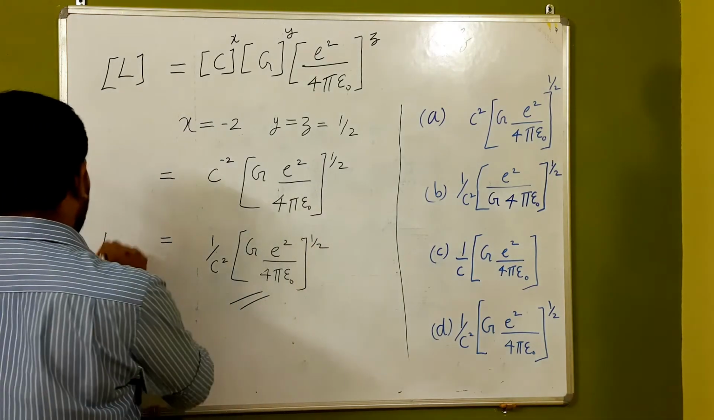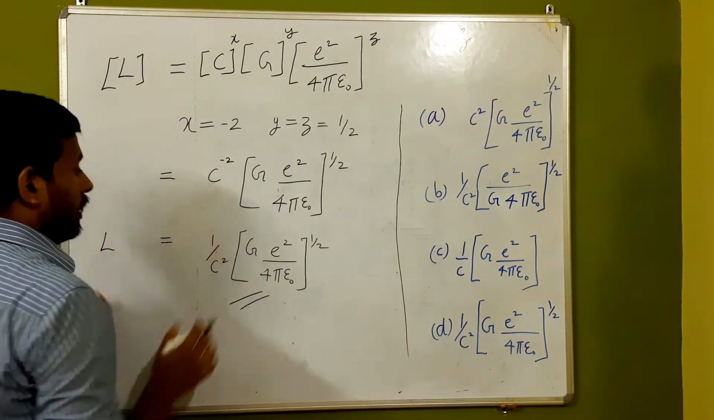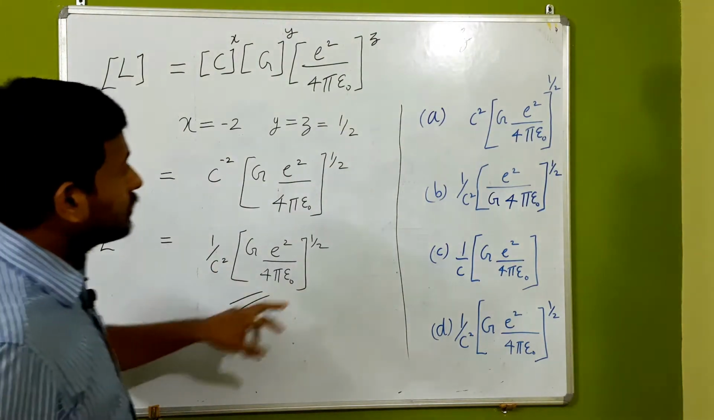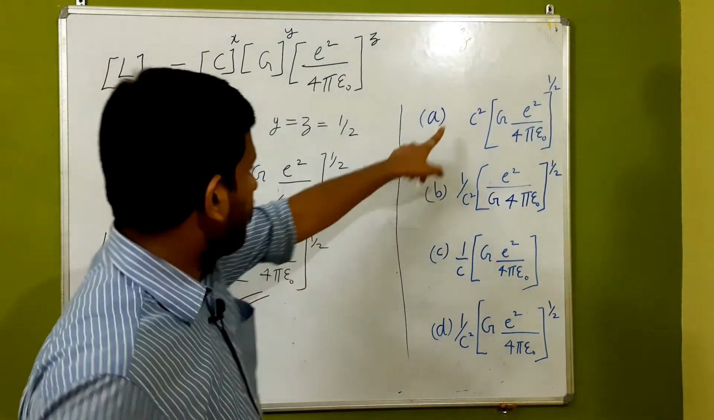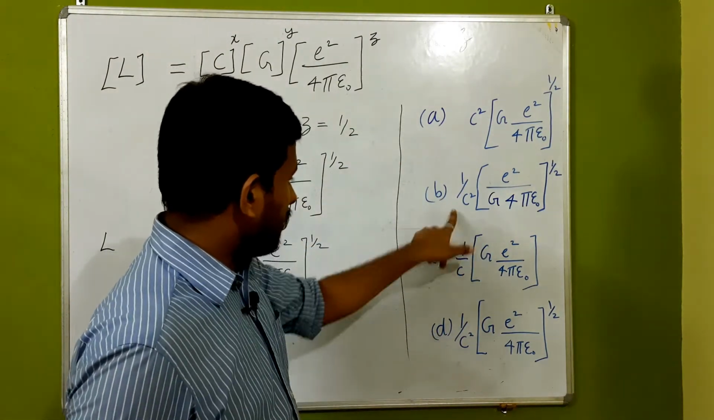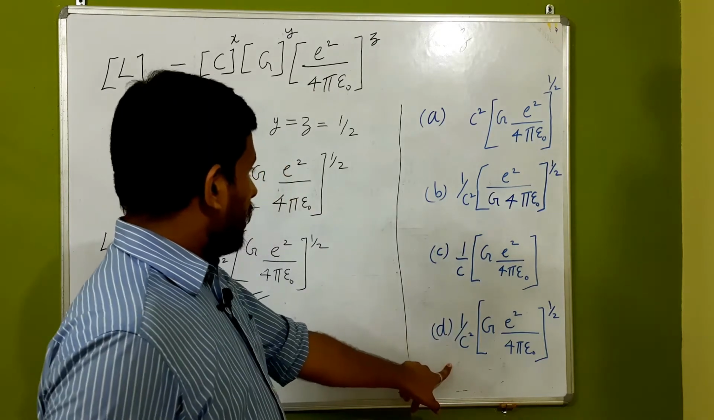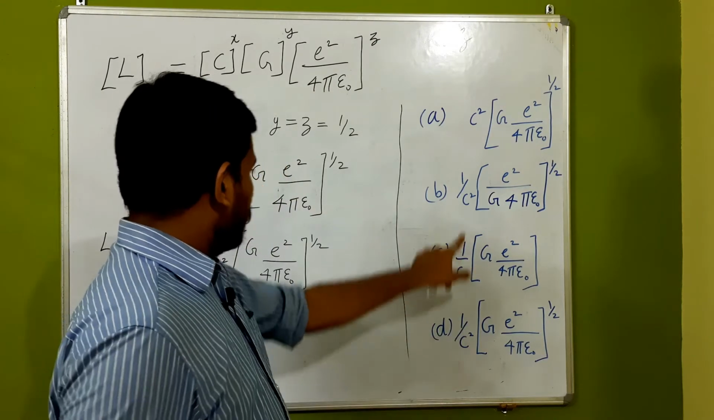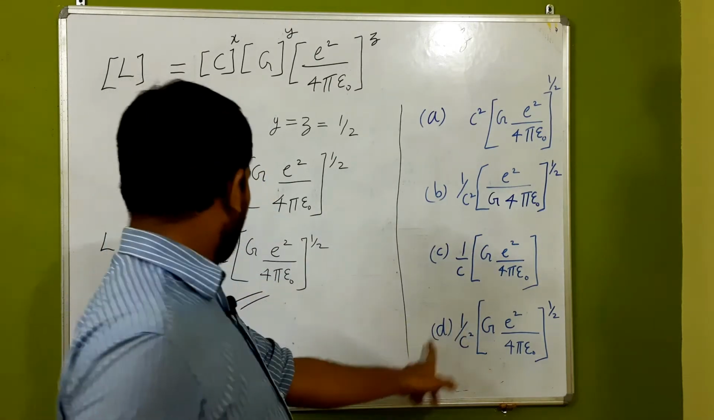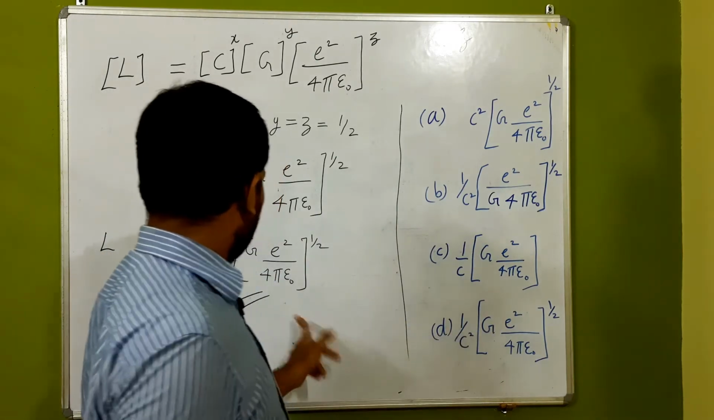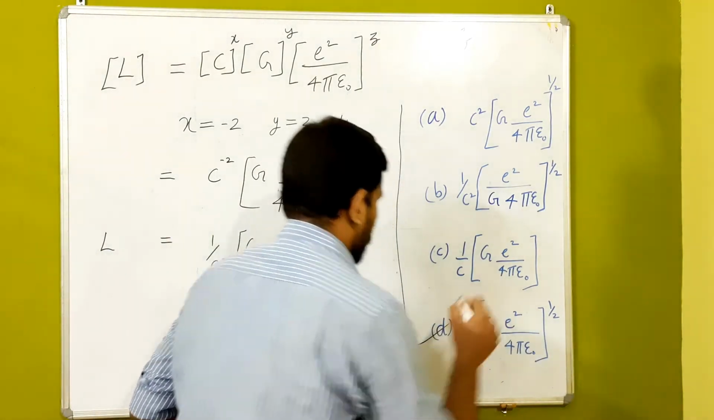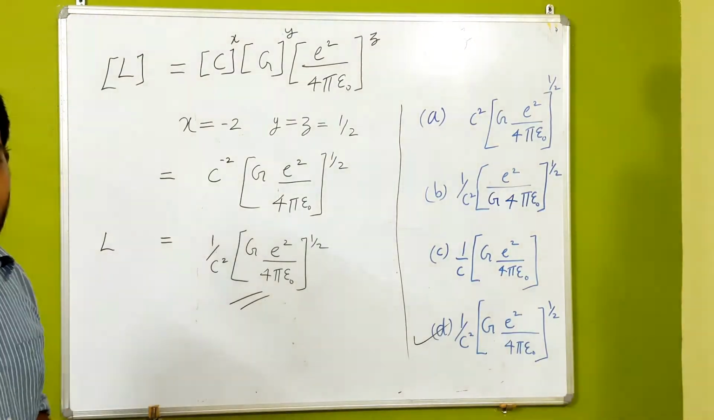So this will be having the dimension of length. So the answer is, from the options we will get 1 by c square. These two have 1 by c square, 1 by c square, 1 by c square, and the difference is here g is in the denominator, here it is in the numerator. Okay, 1 by c square g e square by 4 pi epsilon 0 the whole power 1 by 2. So D is the correct answer.